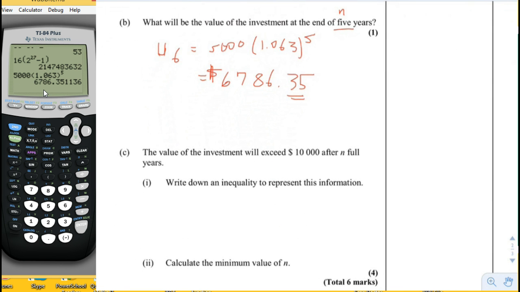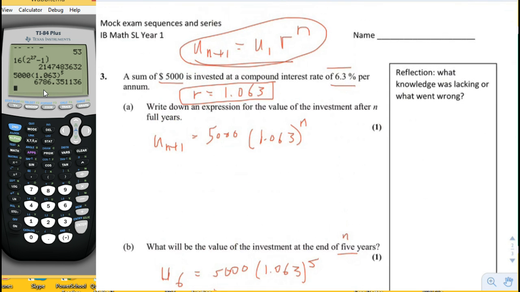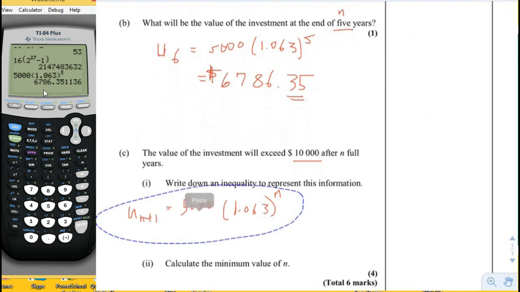The value of the investment will exceed $10,000 after n full years. Okay, so eventually it's going to get to 10,000. When will it hit $10,000? Write down an inequality to represent this information. And again, we're going to use this one here. We're going to put it right here.